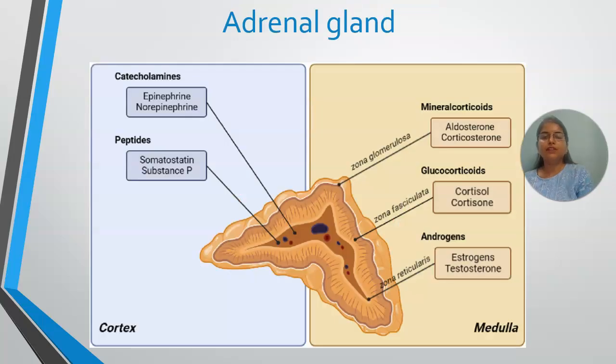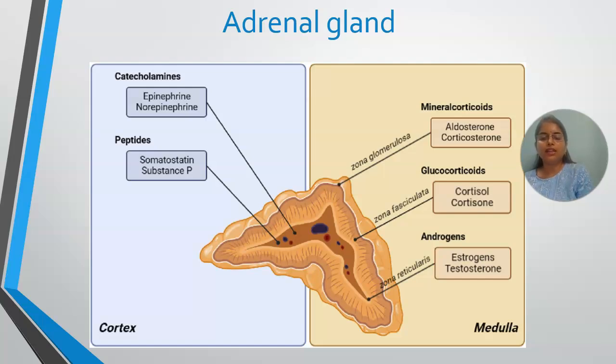Then we have adrenal gland. The adrenal gland has two parts, the adrenal medulla and adrenal cortex. Then in cortex we have three layers. The outer one is the zona glomerulosa, which releases mineralocorticoids. Example is aldosterone. This helps in water and mineral balance of the body.